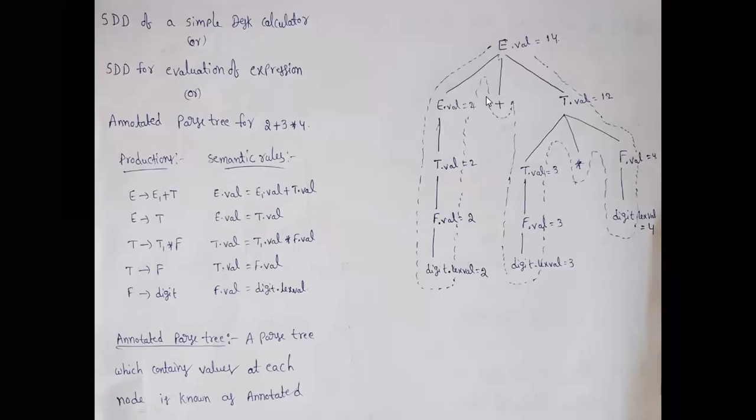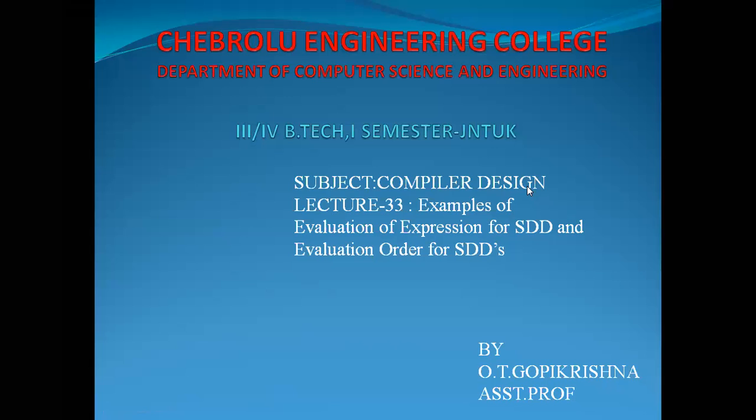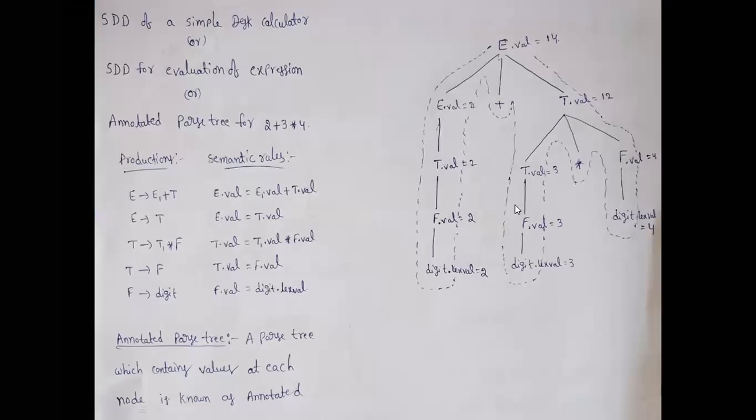Then here, the plus, there is no reduction. So then we are getting T.value here. So we are considering E → E + T, but T.value is not given in this one. So T.value we are getting from the bottom. So we are moving downwards, left to right. Here we are again moving downwards. So here digit.lexvalue is equal to 3.